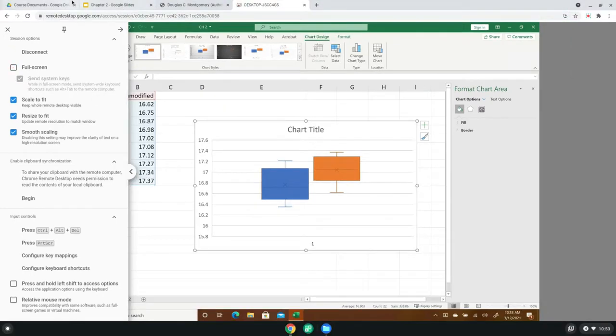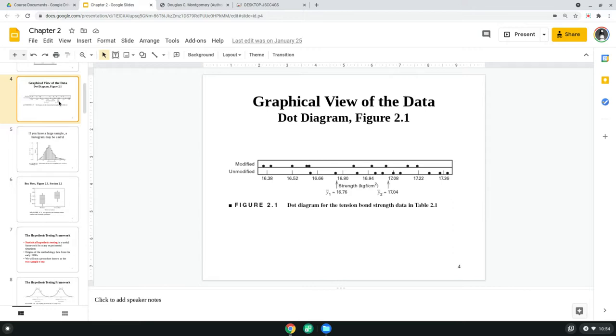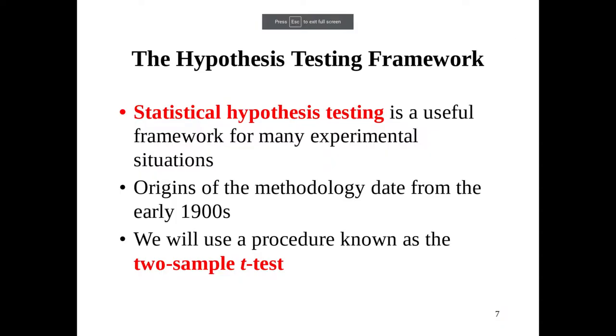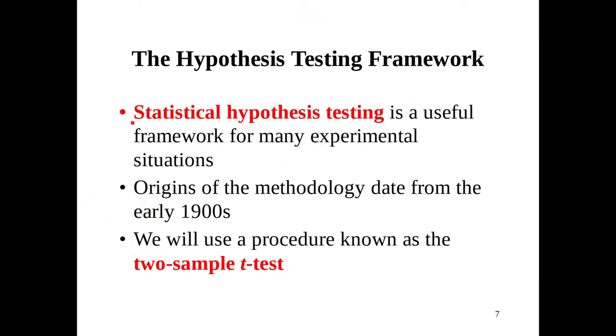So let's get back to the presentation here. Now we know how to make a dot plot and a box plot. The next thing is to understand the hypothesis testing framework. You should be familiar with this because you have all taken at least one statistics class. As you know, statistical hypothesis testing is a very useful framework for many experimental situations. It originated in the early 1900s.